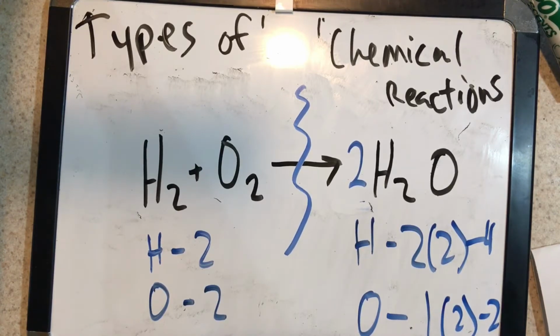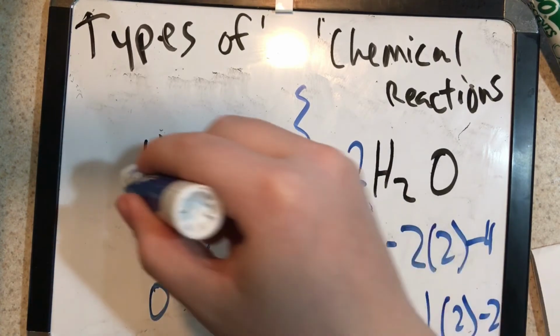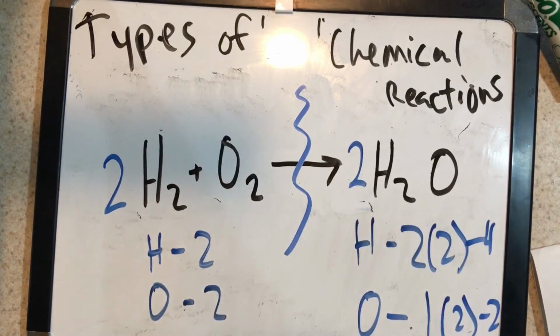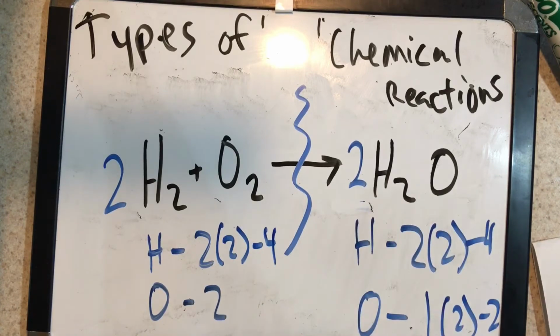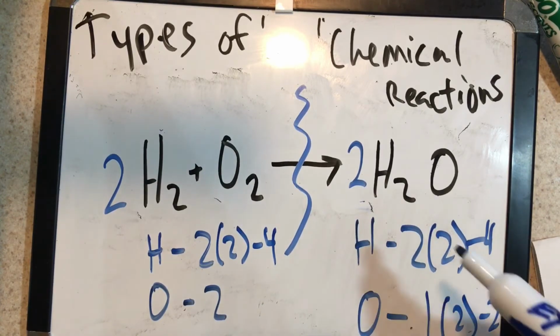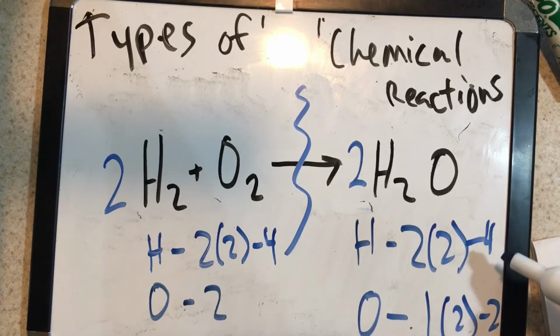But then this side is unbalanced, and hydrogen has 2 and oxygen has 2. So we can add a 2 here. So now we have 4 hydrogen on this side and 2 oxygen on this side. And look, on this side we have 4 hydrogen and 2 oxygen. Therefore, the equation is balanced and the law of conservation of mass is followed.